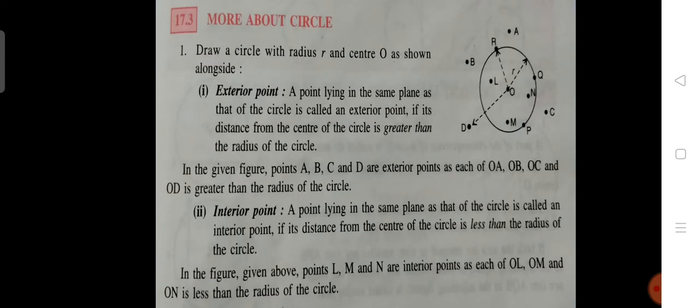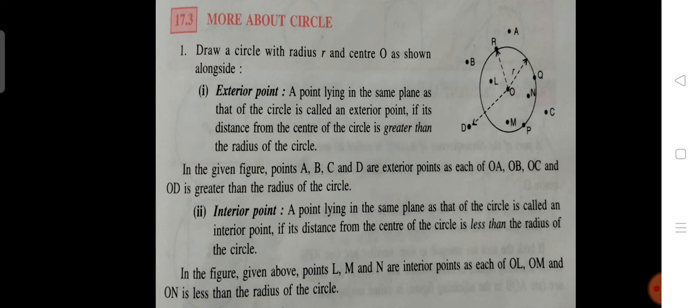Now look at this figure. There is a circle centered at O, and small r is marked there, which is the radius. O is the center. Then, what is an exterior point? A point lying in the same plane as that of a circle is called an exterior point if its distance from the center of the circle is greater than the radius of the circle.